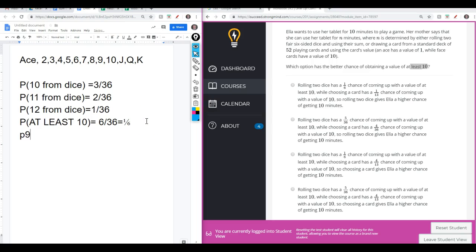So, probability of cards at least a 10 is going to equal, well, there's the 10, the Jacks, the Queens, and the Kings, because each of these have a value of 10. So there's 4 10s, 4 Jacks, 4 Queens, and 4 Kings. So 4 plus 4 plus 4 plus 4 is 16 out of the 52, which can reduce down to 4 out of 13.